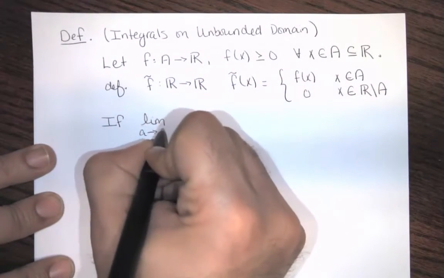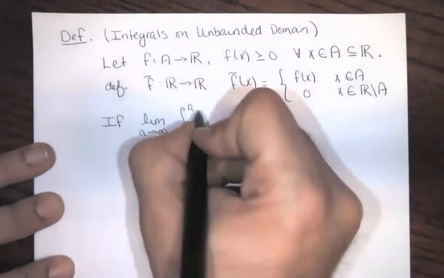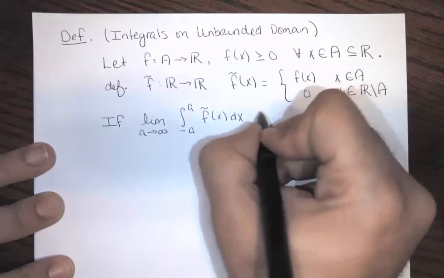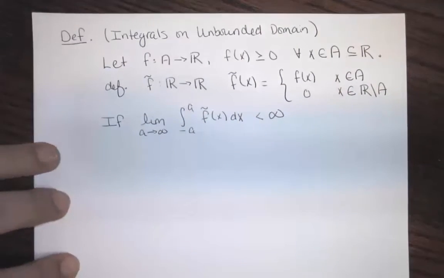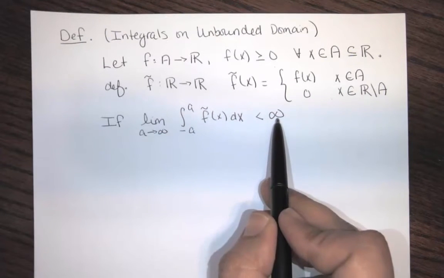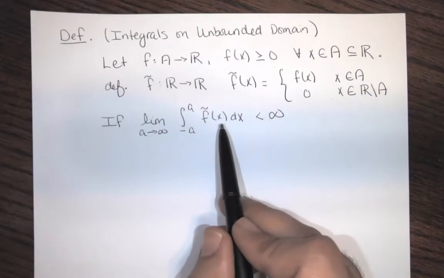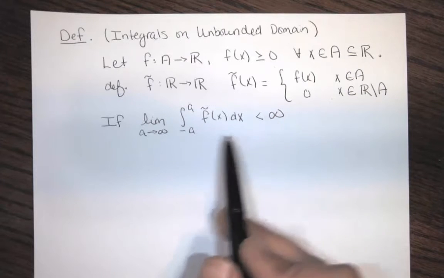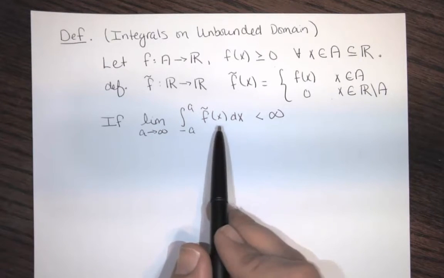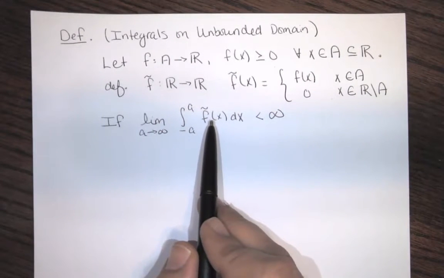the limit as a goes to infinity of the proper integral of f tilde of x dx is less than infinity, this is shorthand to say that this limit exists and is finite. All right, so when I say a limit is less than infinity, the suggestion is that it both exists and is finite. Notice that this is necessarily a non-negative number because f, our original function, is assumed to be non-negative. So we have area under a non-negative curve.